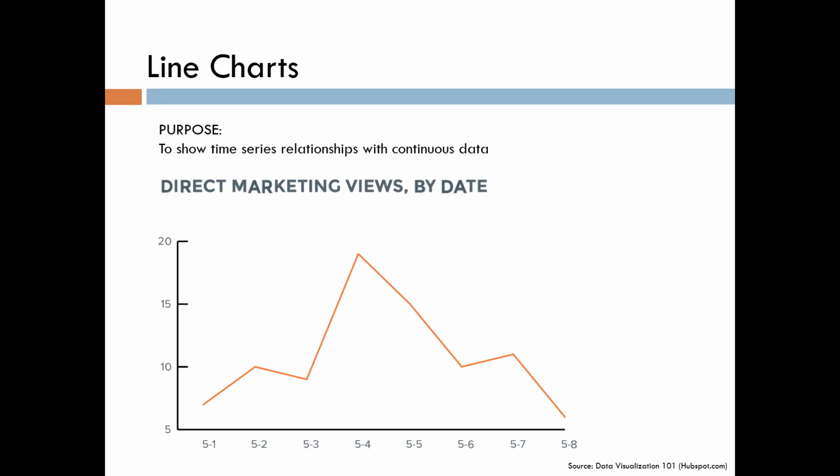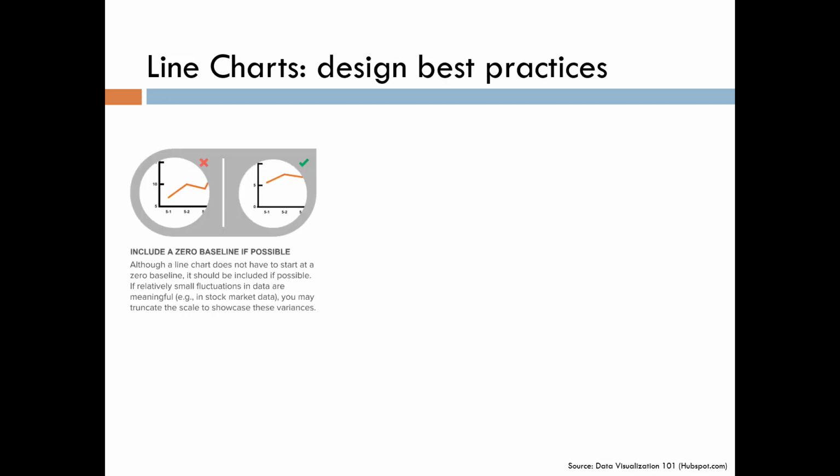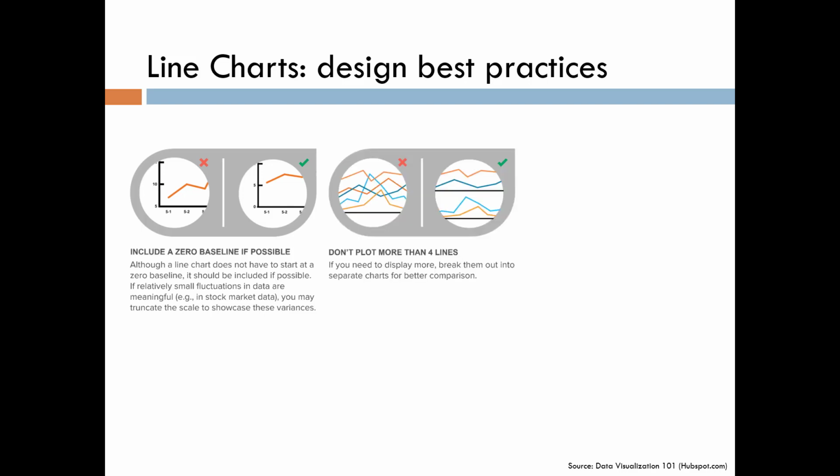The variables must be continuous for this to be effective. Best practices for line charts include using a zero baseline is preferred, but if the variations in the data are small, you can truncate the scale to make these changes more visible. Use fewer lines rather than more. Too many lines is confusing. If you need to show more, put them in a separate chart.